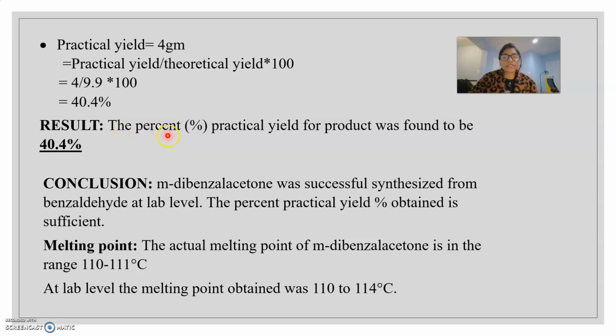So the result is that the percent practical yield for the product was found to be 40.4, and the conclusion is that dibenzalacetone was successfully synthesized from benzaldehyde. At a lab level, the percent practical yield obtained is sufficient. And if the melting point is also noted in the lab, the actual melting point of dibenzalacetone is in the range of 110 to 111 degrees Celsius. At the lab level, the melting point obtained was 110 to 114 degrees Celsius.